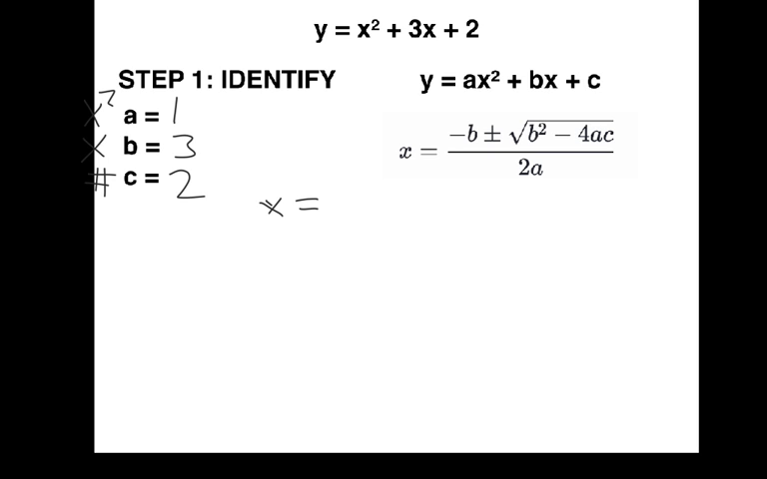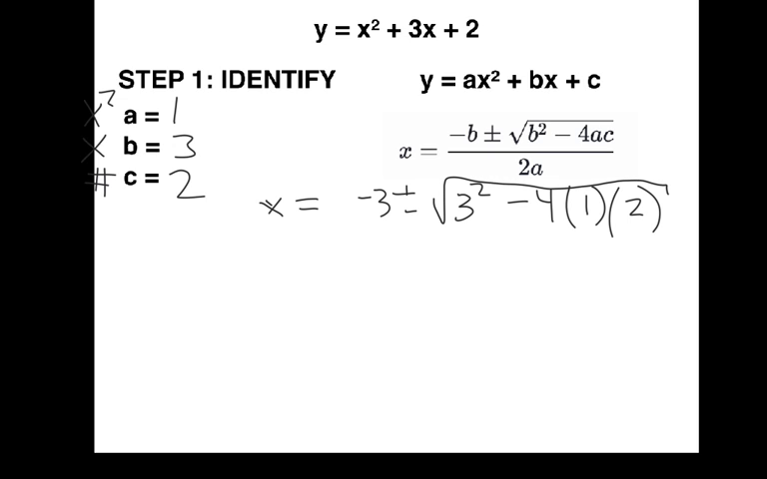Opposite b just means if it's positive, it becomes negative, and if it's negative, it becomes positive. So in this case, it becomes -3 plus or minus. I'm going to do this first. I get 3 squared minus 4 times my a, 1, and my c, 2. This whole thing goes under the square root sign, which is called a radical, and then it all gets divided by 2 times my a value, which is 1. Boom! We did it!